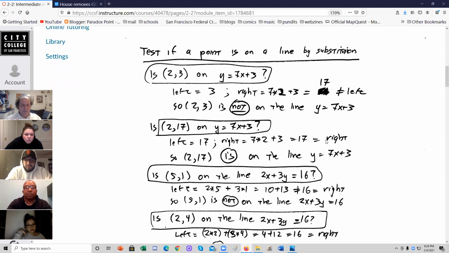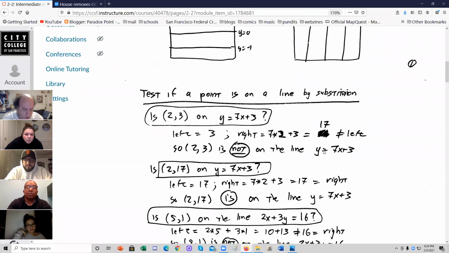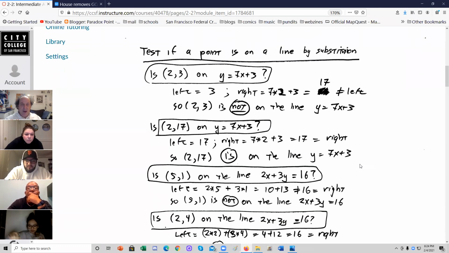Okay, hold on. Another correction. That equals the left side. So these are equal, and therefore this point, 2 by 17, is on the line with this equation. Here I abbreviate by saying on the line and then stating the equation, rather than on the line with this equation. All right.